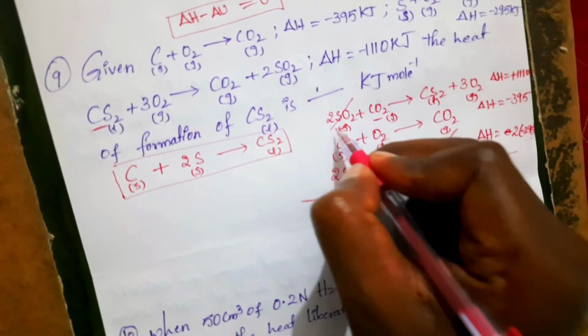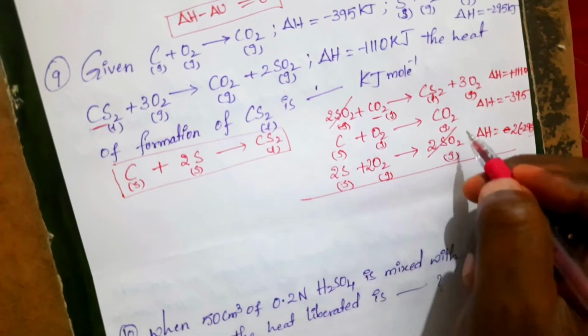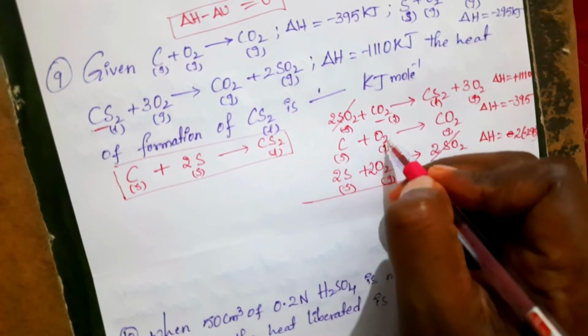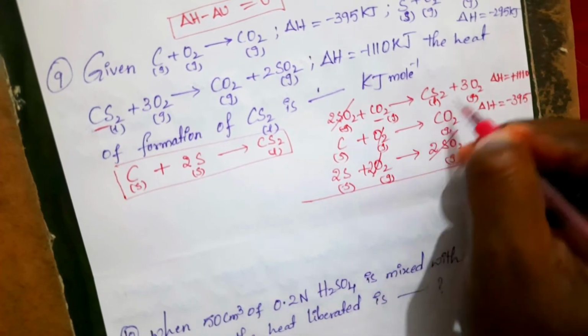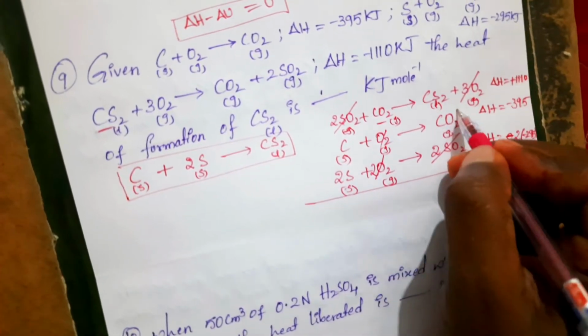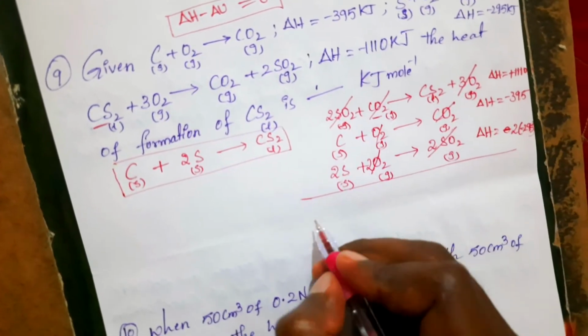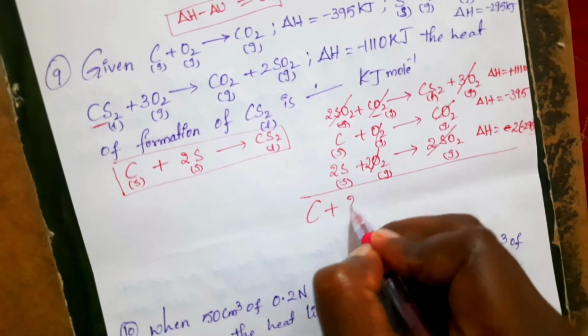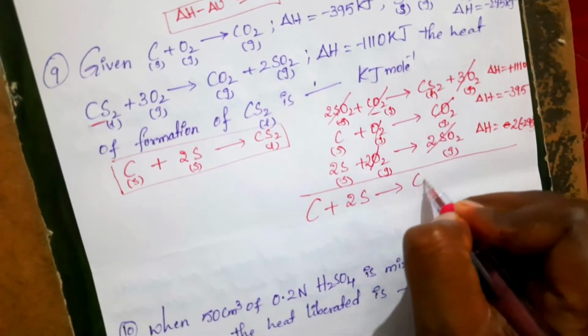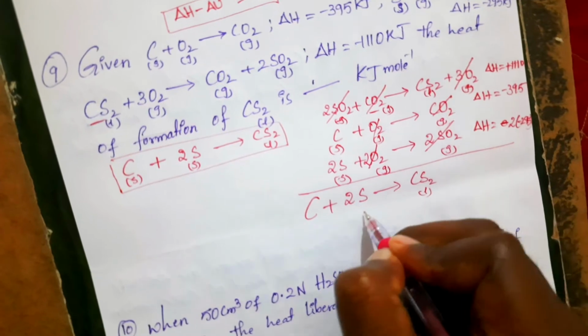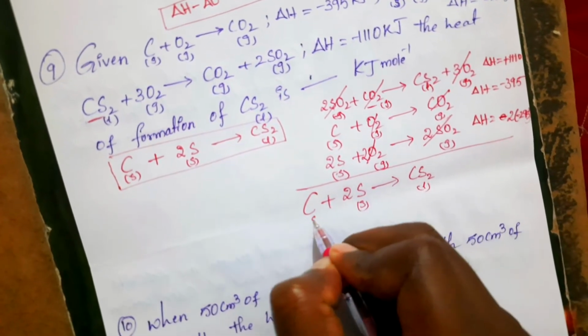So same terms which are present on the reactant and product side will get cancelled out. Now here 1 oxygen, 2 oxygen, 3 oxygen, 3 oxygen get cancelled. Carbon dioxide gets cancelled. What is left over? C plus 2S gives rise to CS2, liquid, so solid here.